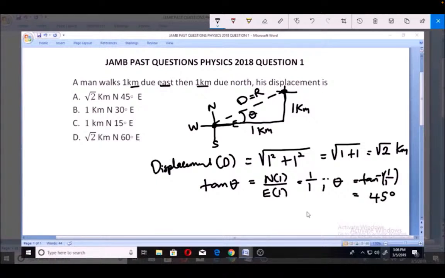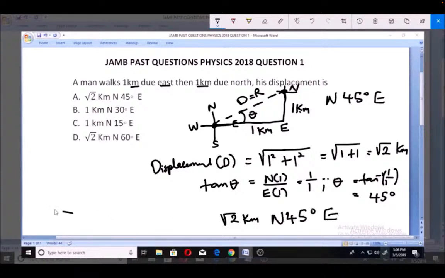Now, having this as 45 degrees, how do you mention the direction? It's simply north first. North 45 degrees east. Because it's going north, this is north, and this other direction is east. So if you are combining the whole thing now, you have root 2 kilometers north 45 degrees east. So this is the complete answer.